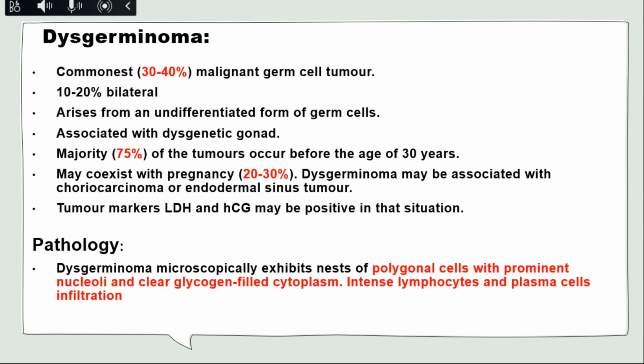and is associated with dysgenetic gonad. We all know, like in androgen insensitivity syndrome, if the patient comes with gonadal dysgenesis, we always advise gonadectomy. So why do we actually advise gonadectomy? Because there are undifferentiated cells in the gonad of a gonadal dysgenesis patient, so it can turn into a cancer, that is the dysgerminoma. That's why we advise gonadectomy. So it may be associated with dysgenetic gonad. Majority, like 75% of the tumors, occur before the age of 30 years.